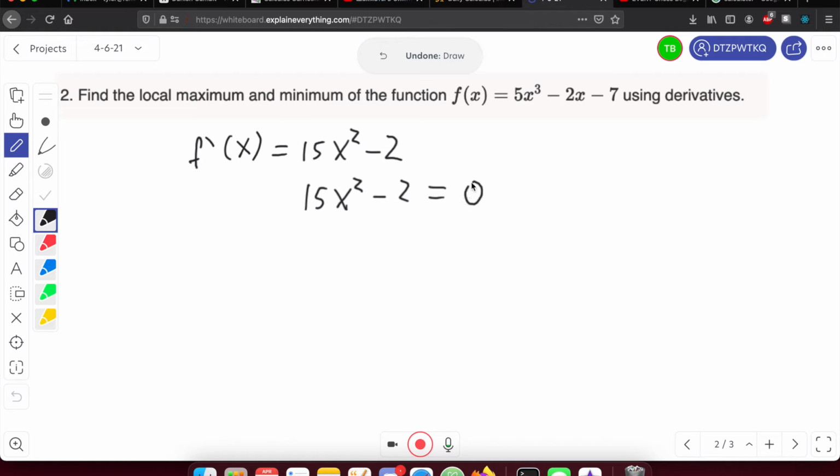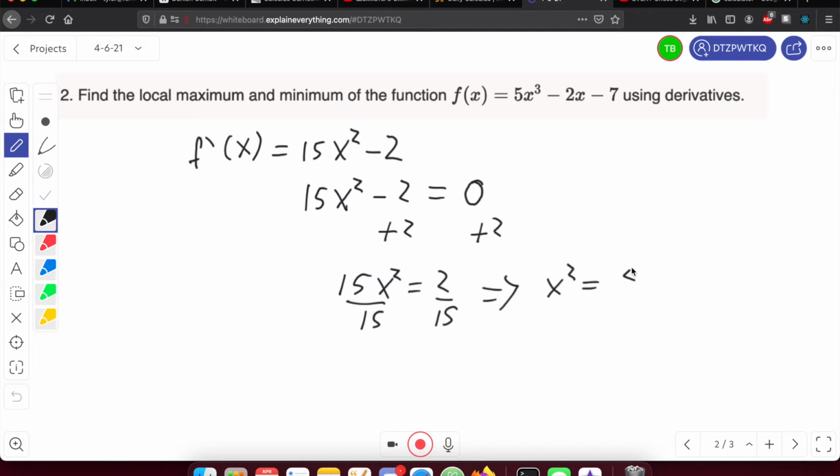Sorry about that, let me try and rewrite that. So we'll add 2 to both sides. We get 15x squared equals 2. Divide both sides by 15, and we get x squared equals 2/15. And now when we take the square root of both sides, we get x is equal to plus or minus the square root of 2/15. So these are the maximum and minimums, the critical points.